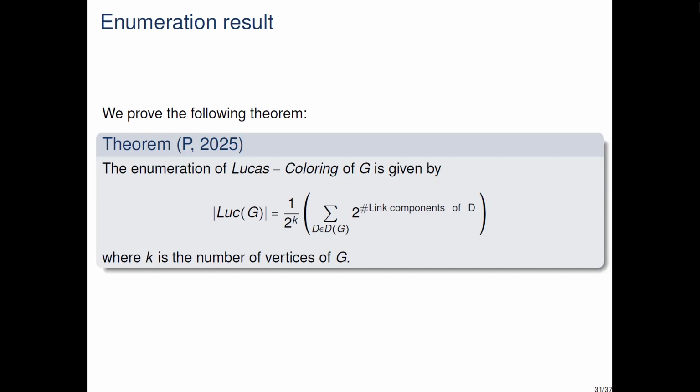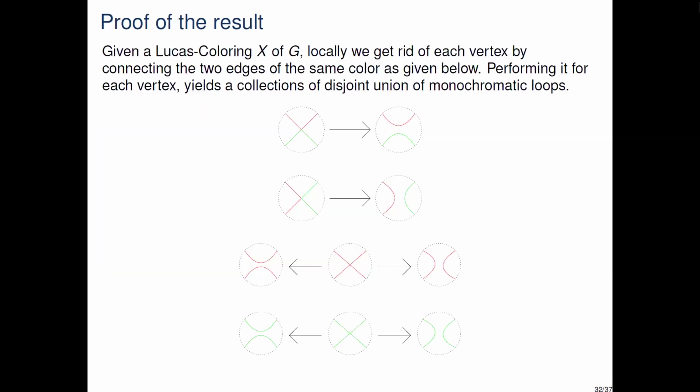So let me give you a proof, because a math talk is always incomplete without one proof. And this proof is just a picture. So I can actually tell you how to understand this. So the first step is that you start with a Lucas coloring. Now locally, I want to get rid of the vertex by adding the edges which are of the same color. For example, if I have this first coloring scheme, I want to get rid of the vertex by taking that particular smoothing, which is defined by the same red color on the top and the green color on the bottom. Similarly, I do it for the second picture.